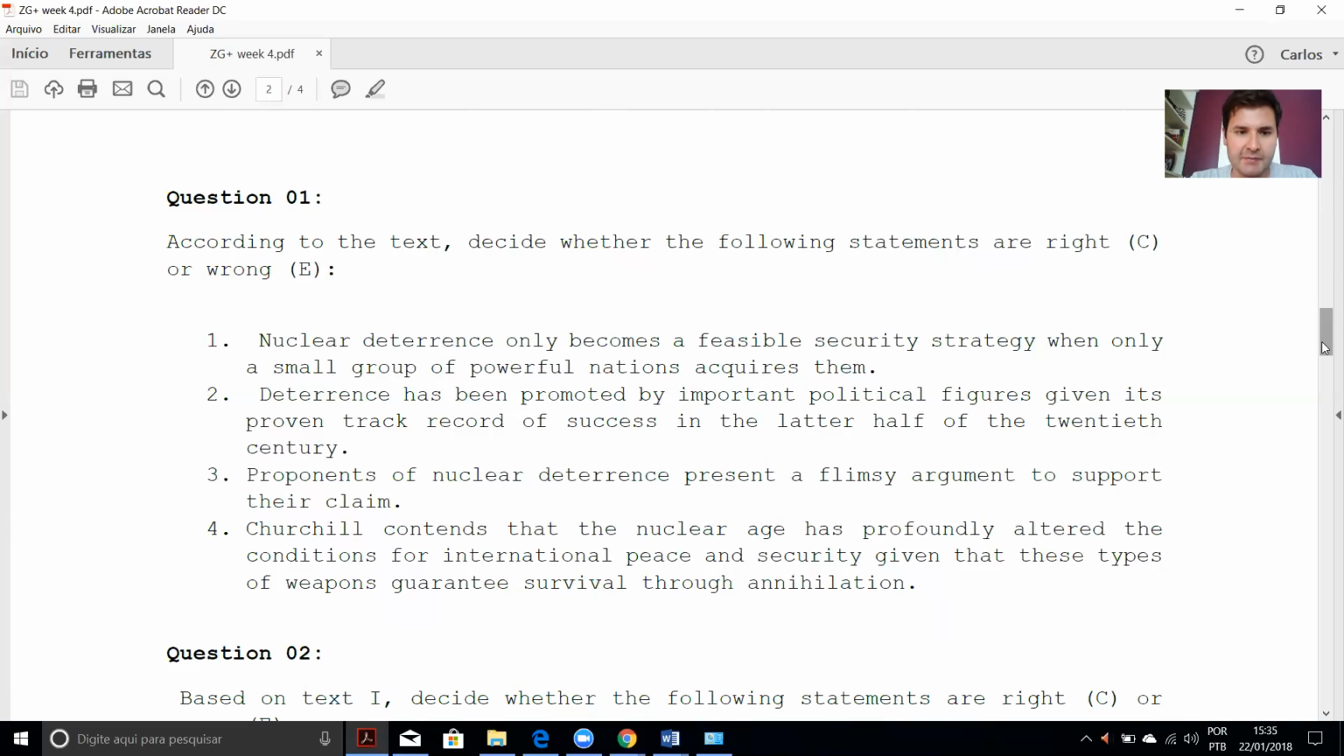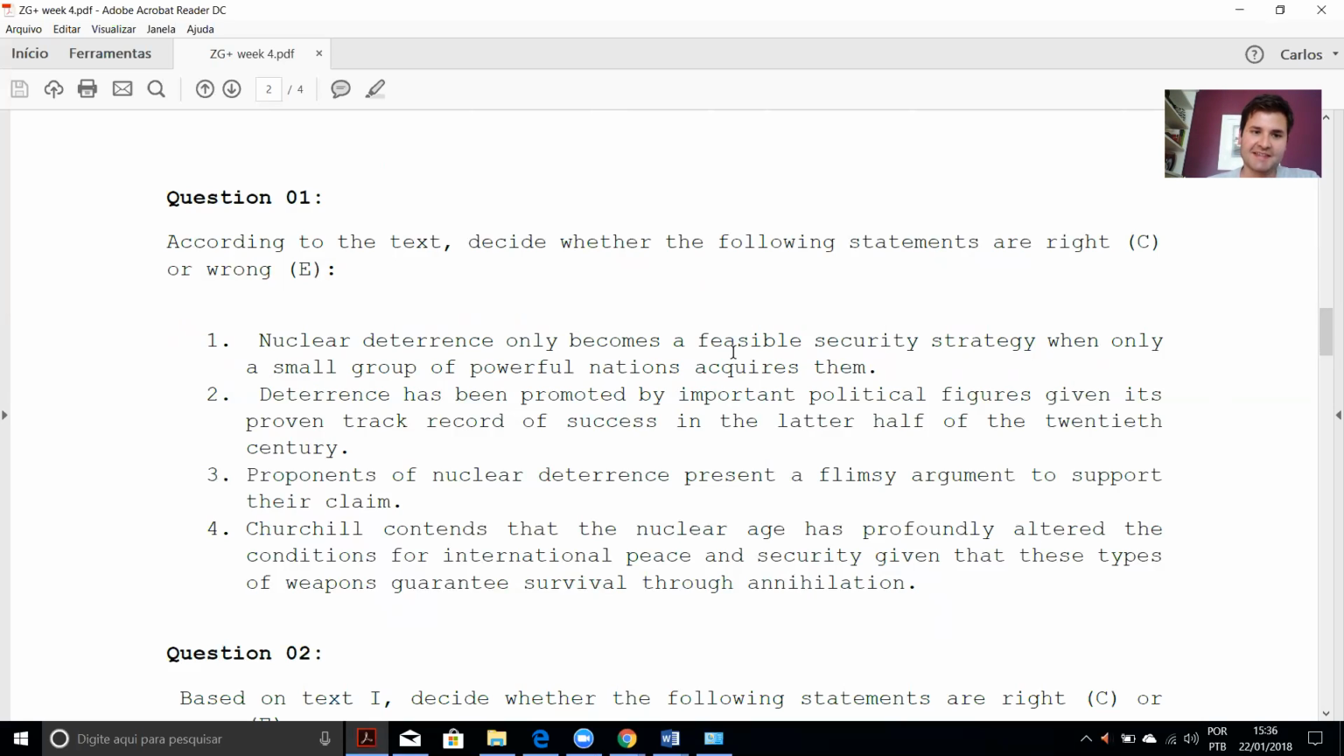Okay, item number 1 here. Nuclear deterrence only becomes a feasible security strategy when only a small group of powerful nations acquires them. And this one is incorrect. Just pay close attention to words like only, superlatives like the best, the most, the least, the greater. These kinds of comparisons, as I told you in the first classes, should ring a bell. They should sound an alarm in your head that something is not quite right.